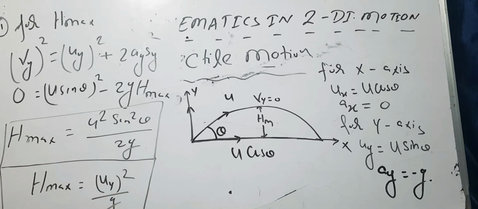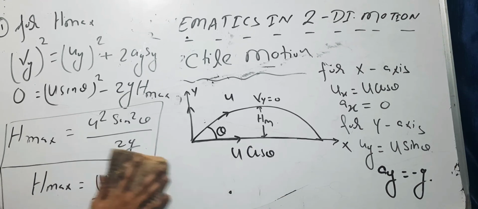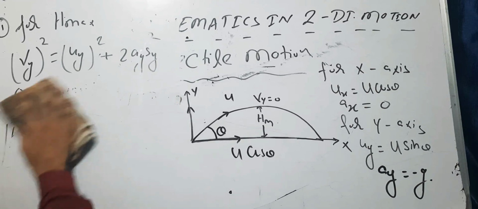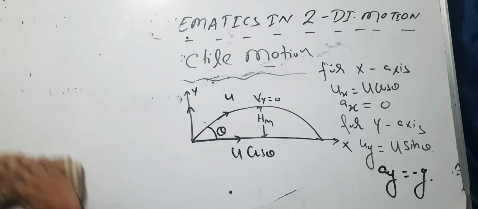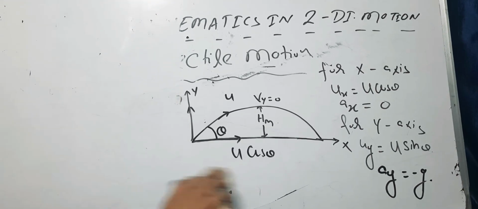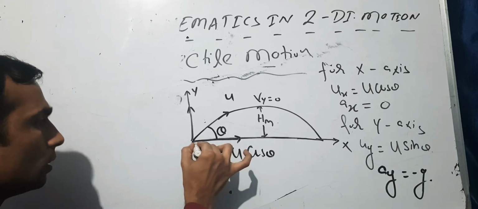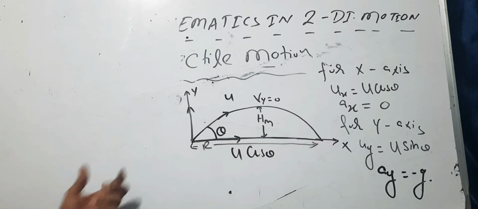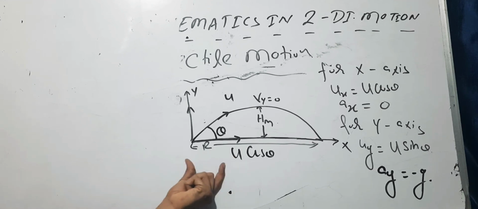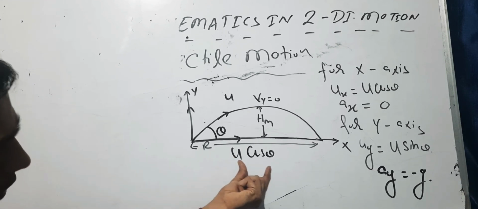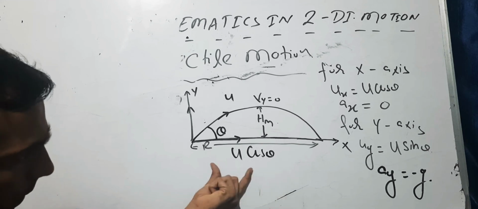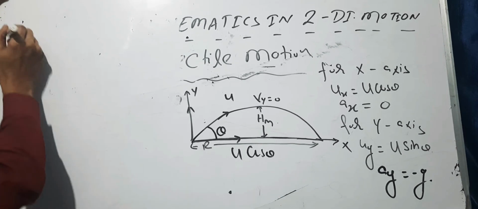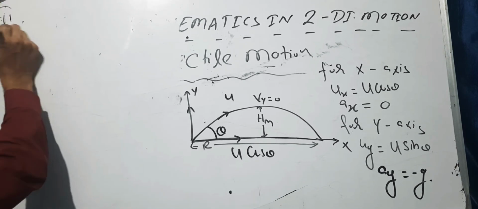So students, take a screenshot. Done? Okay, fine. Now I'm going to teach the last point related to projectile motion, that is the range. This is the range attained by the particle, covered by the particle along the x-axis. So range, this is point number three.